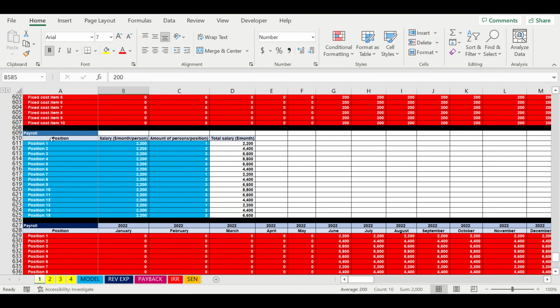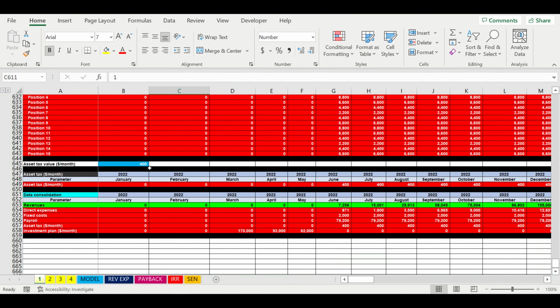Then we are moving to the payroll. Here we specify different positions of people. Here we specify the salary per person on one position, and then we specify how many people on this position work inside this workplace. So we just specify the people for one workplace.